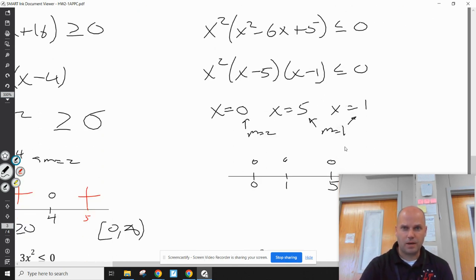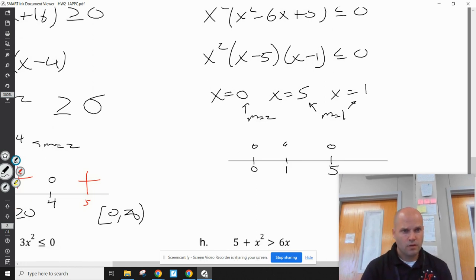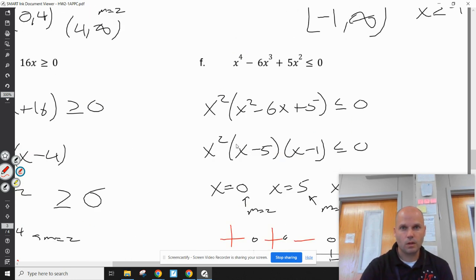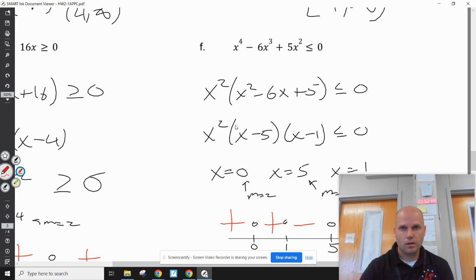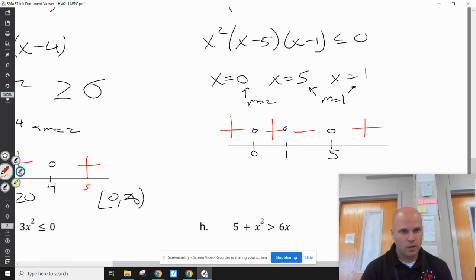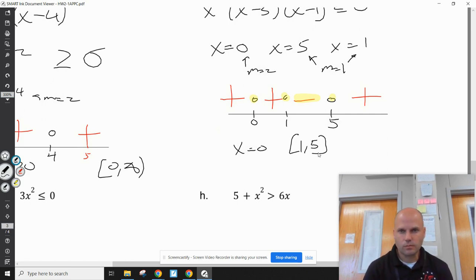We're talking about less than or equal to 0. If I plug in 6, positive, positive, positive. At 5, we will change signs. At 1, we will change signs. At 0, we will not change signs. Okay? When are we less than or equal to 0? Well, we are equal to 0 here, here, here. We are less than 0 there. So this is an interesting one. This is x equals 0 and from 1 to 5. Yeah, that's fine.